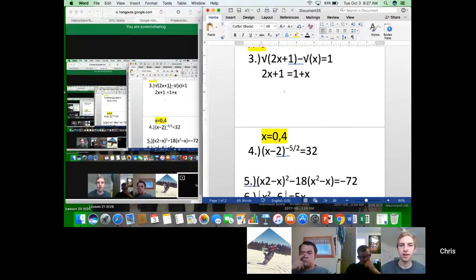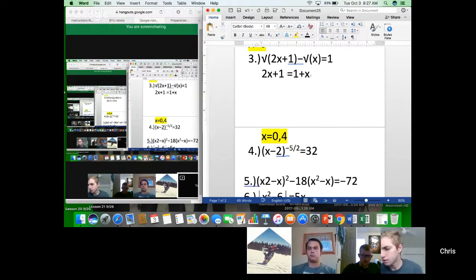So like the first step, you know how we would have the square root of 2x plus 1 equals 1 plus the square root of x? Yeah. And then we would square both sides. So that would be parentheses radical 2x plus 1 equals parentheses 1 plus the square root of x, squared. Right. Let me just write it out, and then I'll show you guys on my paper. That sounds good to me.